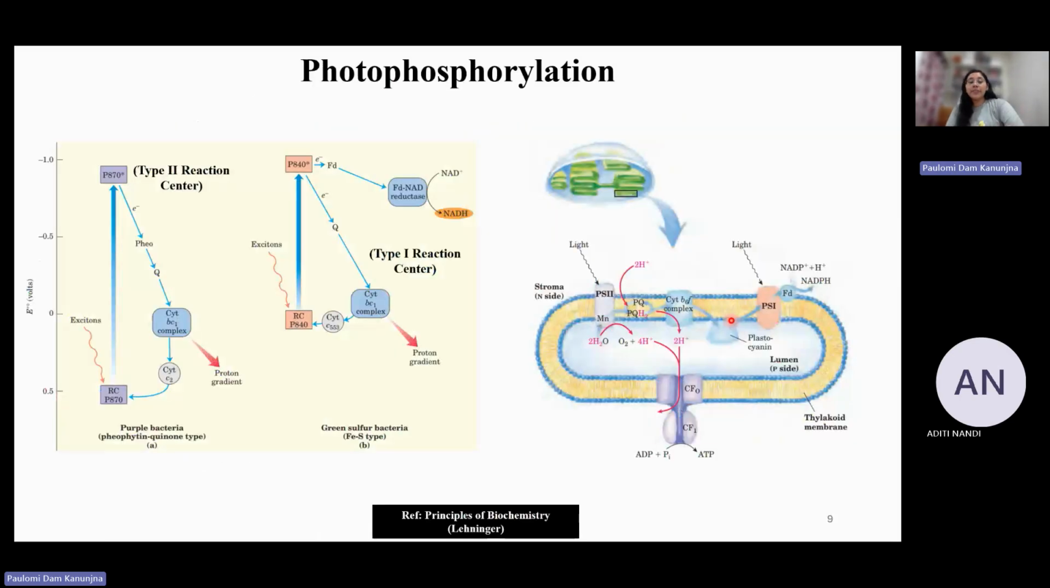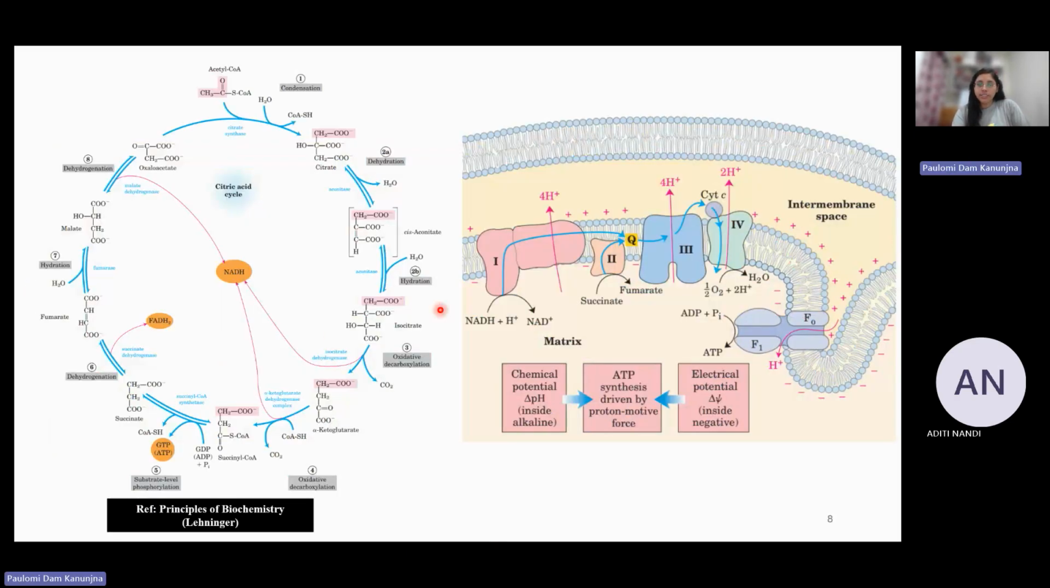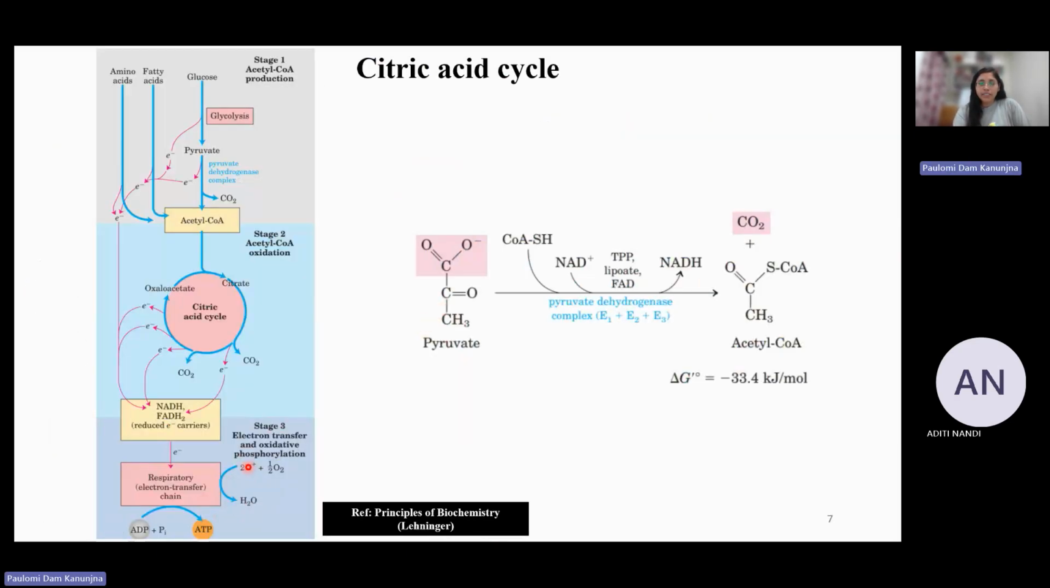And this is oxidative phosphorylation, which happens in the process of the citric acid cycle. So if you see the slide here, after the citric acid cycle, you have water which is being formed, and you have ATP which is being synthesized after your glycolysis and citric acid cycle.